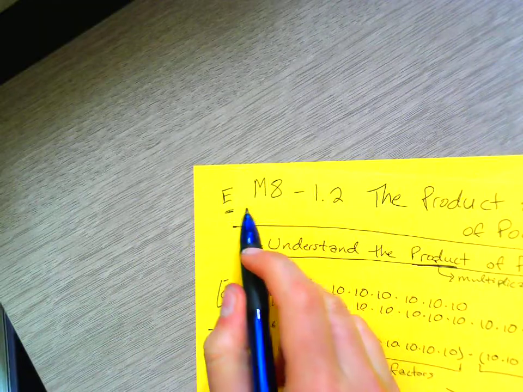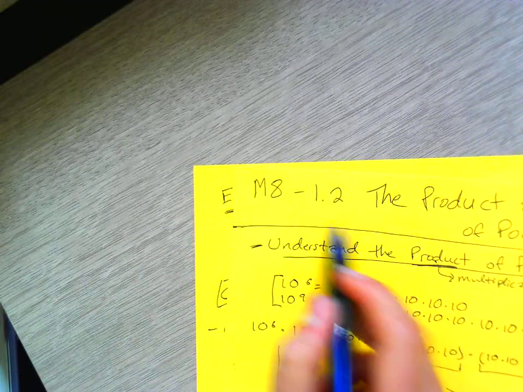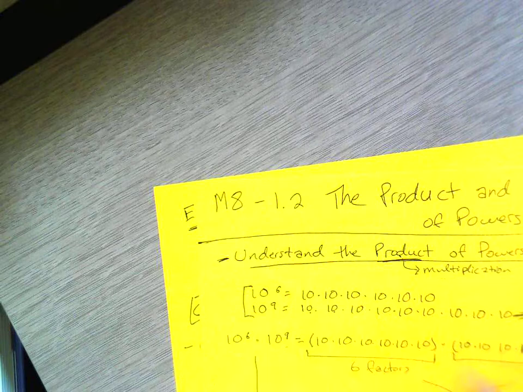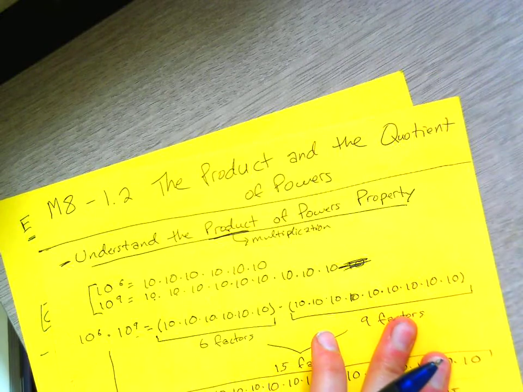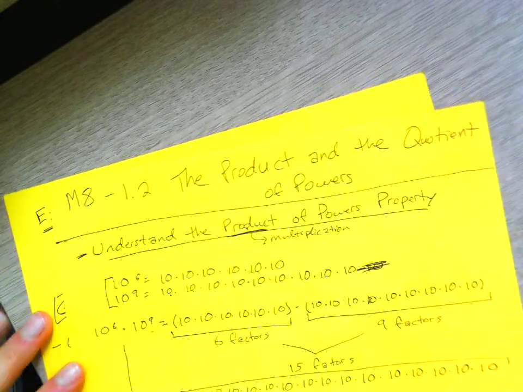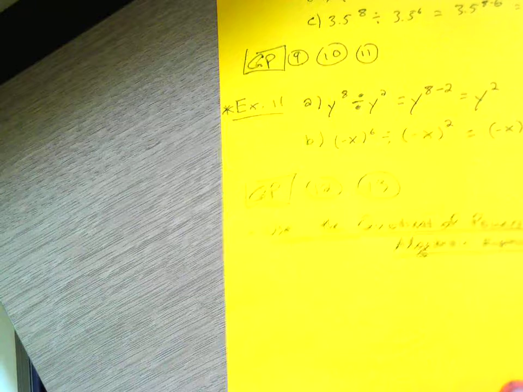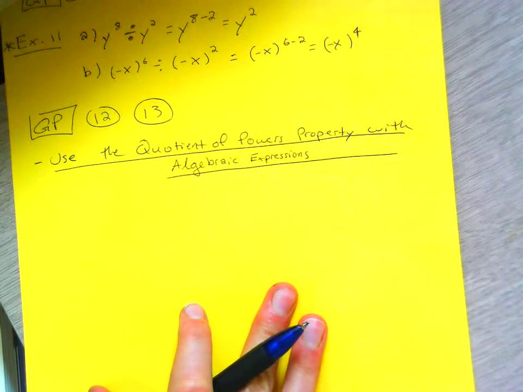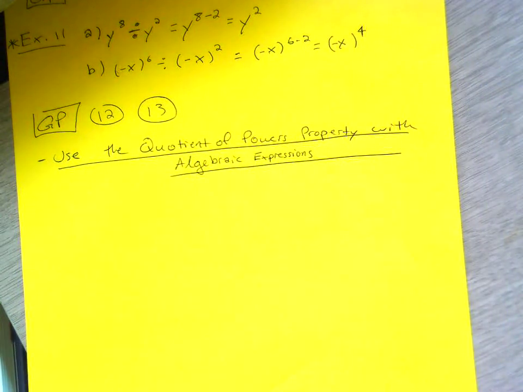Math Grade 8, Section 1.2, Part 2, the continuation of the product and the quotient of powers. We have already covered these 2 pages of notes, and today we will be continuing, starting on the section Use the quotient of powers property with algebraic expressions. This begins on page 19 of your textbooks. We are going to be using the quotient of powers property to simplify algebraic expressions.